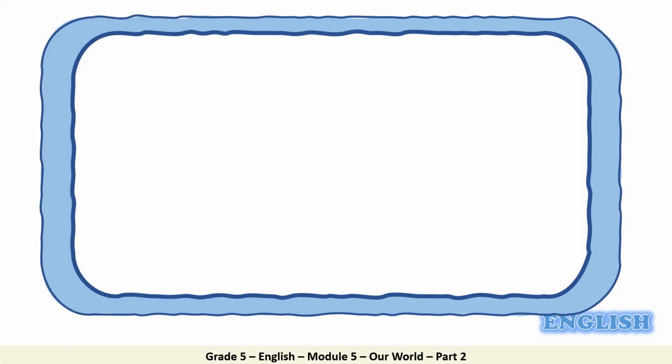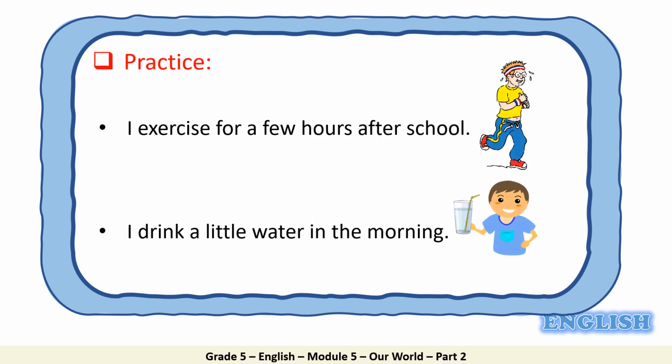Let's do a quick practice. Here are two sentences. Each sentence has one word that is underlined. I want you to read these words and decide which one is a countable noun and which is an uncountable noun. I will give you a few seconds to think.